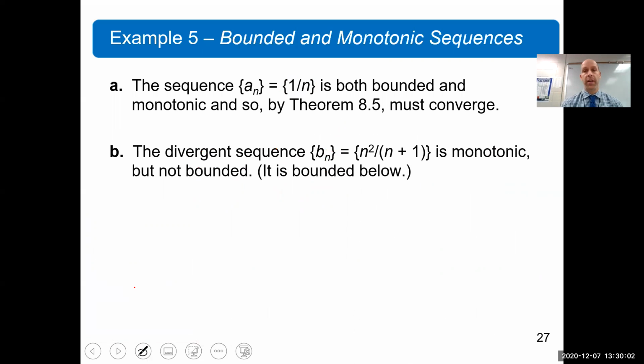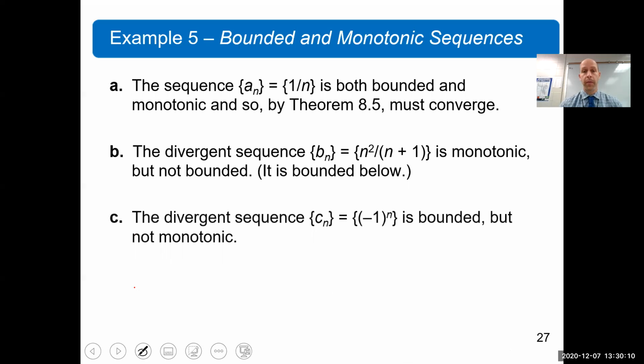And then here's a couple more. This one here is monotonic, but it is not bounded. It actually grows without bound. It goes to infinity. It's bounded below. And then this one here is not monotonic because it just alternates between 1 and -1.